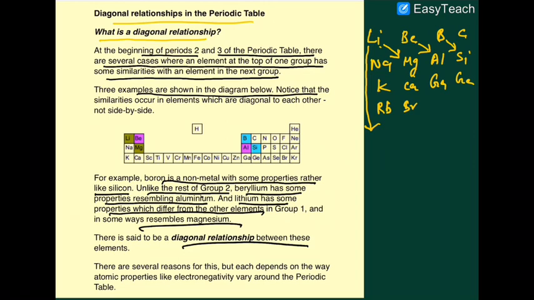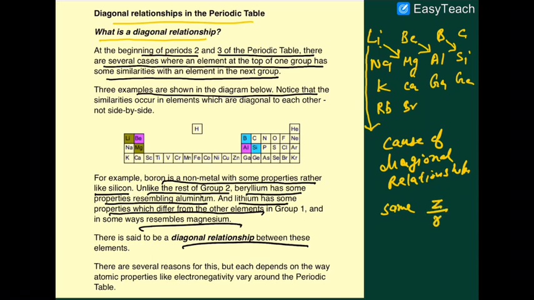The cause of diagonal relationship is what? The cause of diagonal relationship is the same charge by radius. I am repeating, the same charge by radius values. Okay, they have the same charge by radius value. Effective nuclear charge divided by the radii.